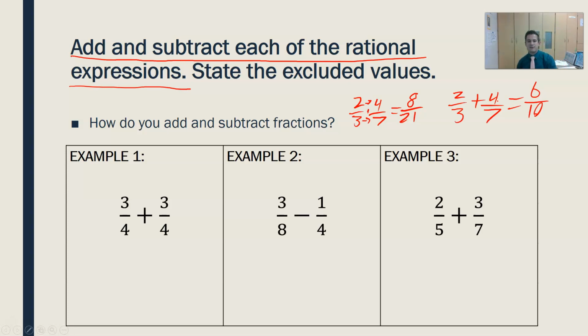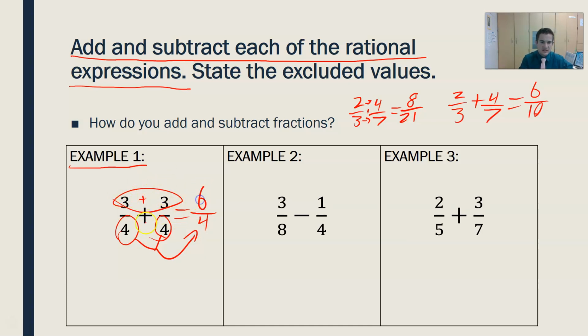So before I add fractions together, I have to have a common denominator. Look at example number 1. I have 3/4 plus 3/4. I already have a common denominator. When I have two fractions with a common denominator, I leave the denominator the same and I add the numerators. So I have 3 plus 3, which is 6, and the denominator stays the same, 4. So 3/4 plus 3/4 is 6/4.